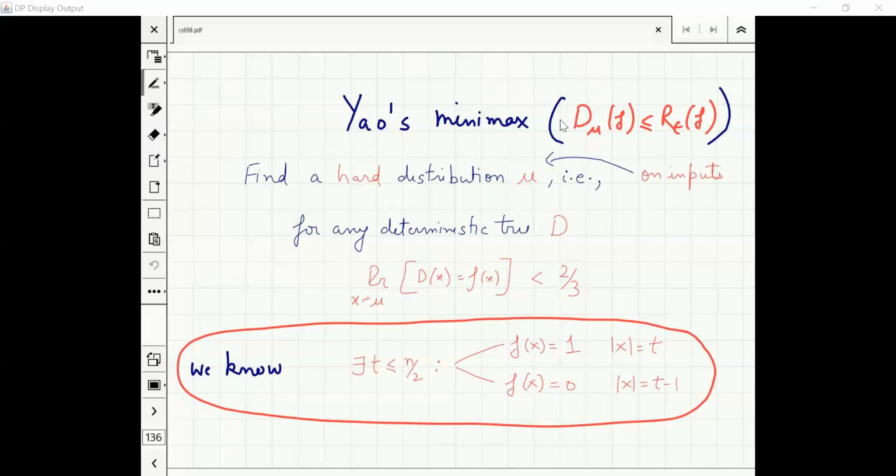What I want to show, so remember what was Yao's min-max? Yao's min-max said that the distributional complexity is less than the randomized query complexity. To show that means to show a lower bound, we wanted to come up with a distribution mu such that for any deterministic tree D, this condition is satisfied. And now we know what mu is. For any x equal to t, I'm going to pick the input with this.